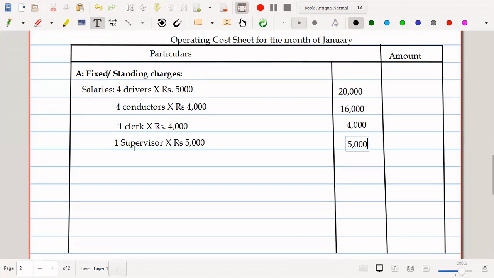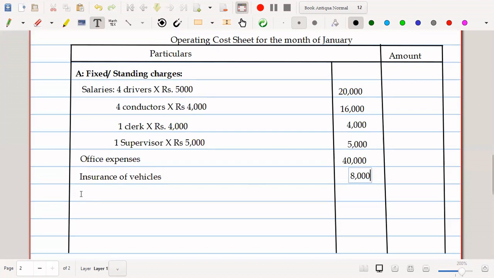And next is office expenses. Next point given, office expenses rupees 40,000. Next, insurance of vehicle. We have 4 buses here, so we have calculated it in the working note. It has come to rupees 8,000. Just look at the working note and take down.